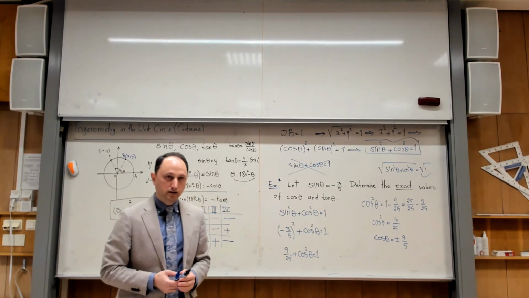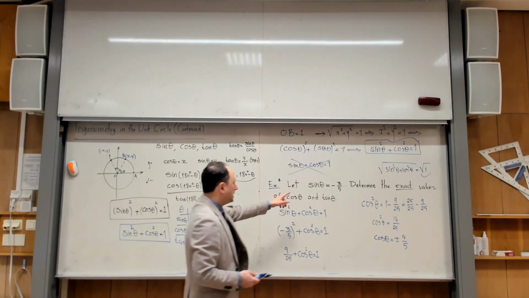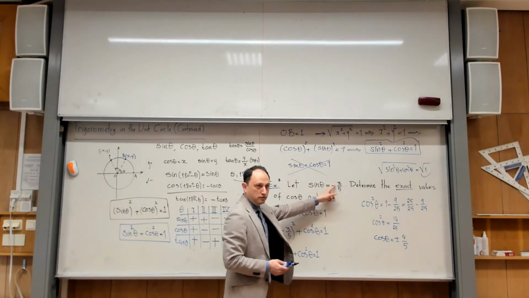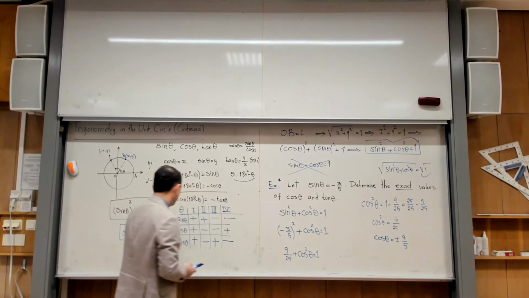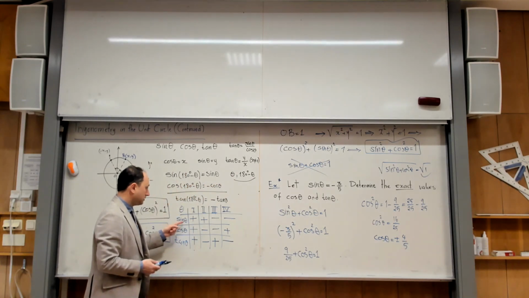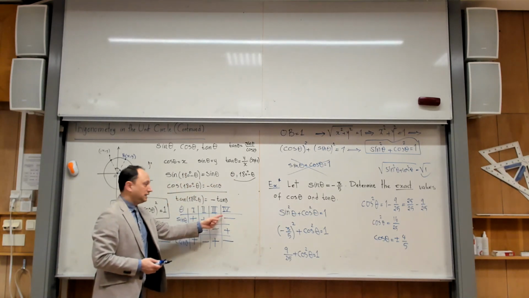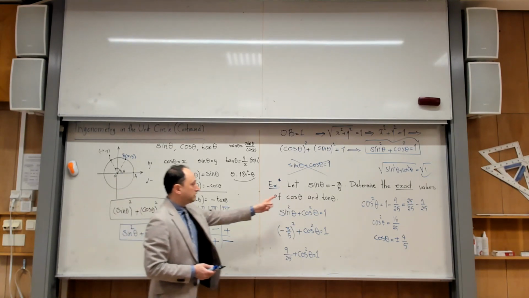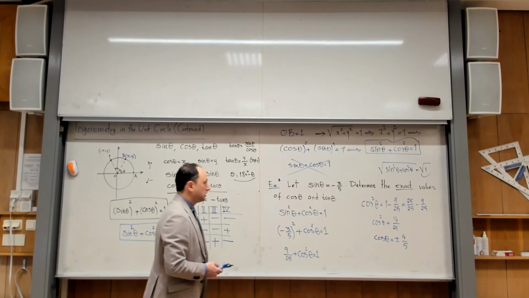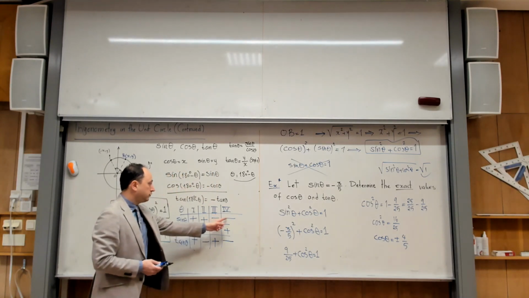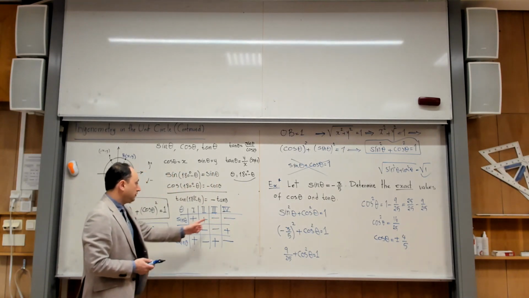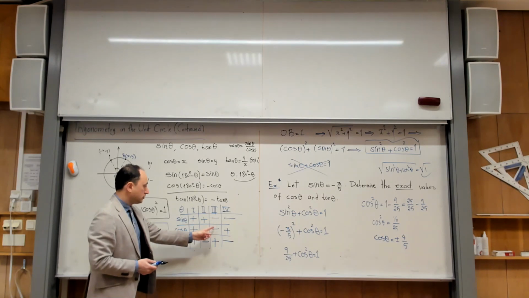Or are they? Because when you say that sine of theta is negative, it means that, go here, sine theta is negative here or there, in the third or fourth quadrant. So you already know that theta is in the third or fourth quadrant. If you are in the third quadrant, cosine is negative.